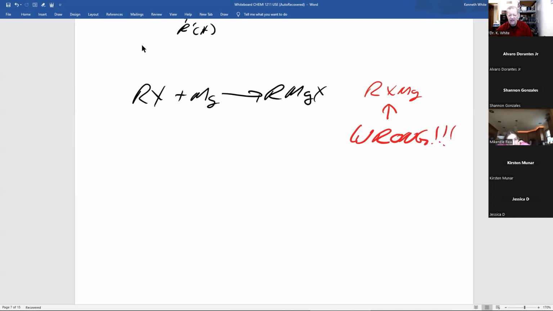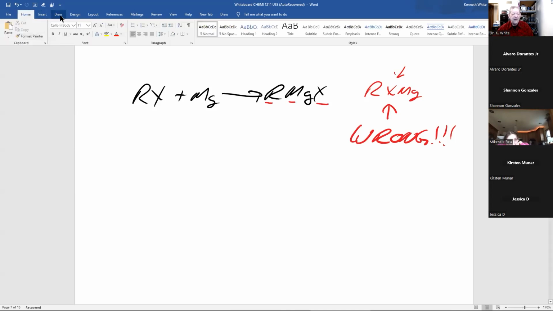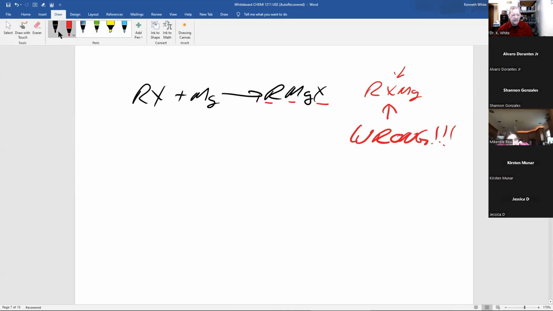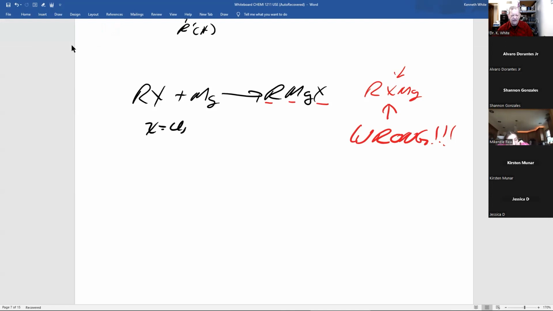Common mistake on test 2. Students write the Grignard that way. There's no such thing in chemistry. This is our R group attached to the magnesium, and the halogen is attached to the magnesium, a Grignard reagent. And in my PhD thesis research, I used a Grignard. Remember, X can be chlorine, bromine, or iodine.